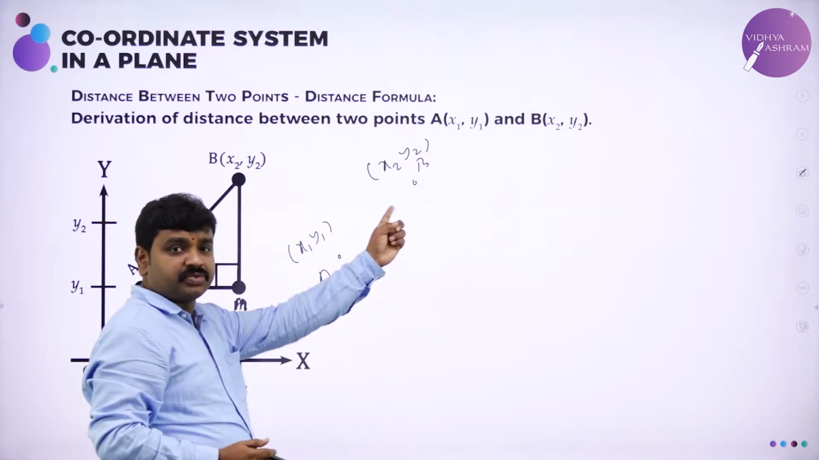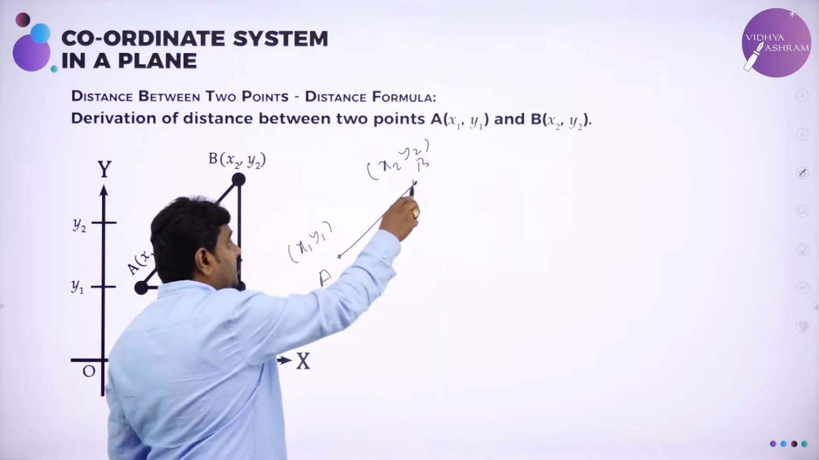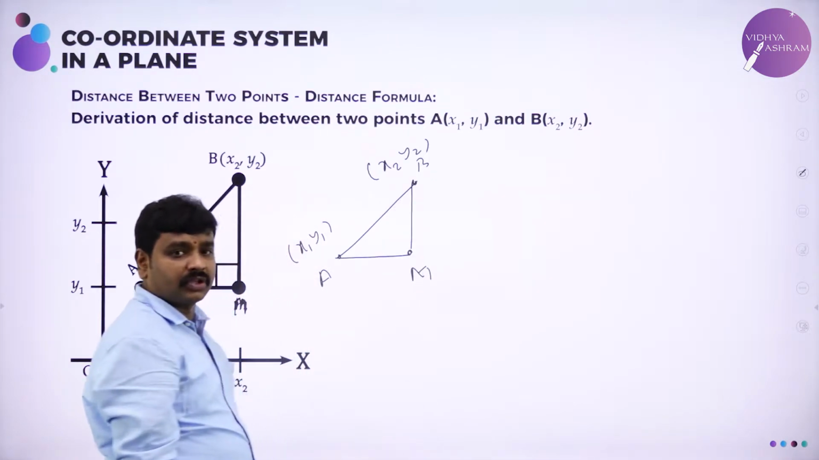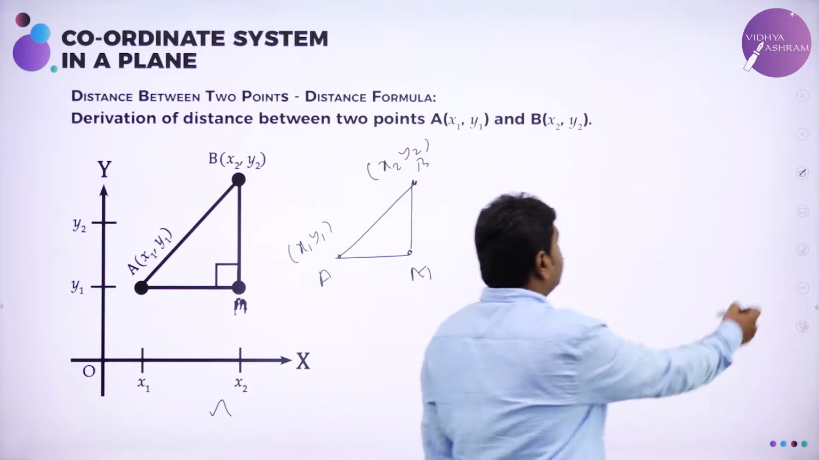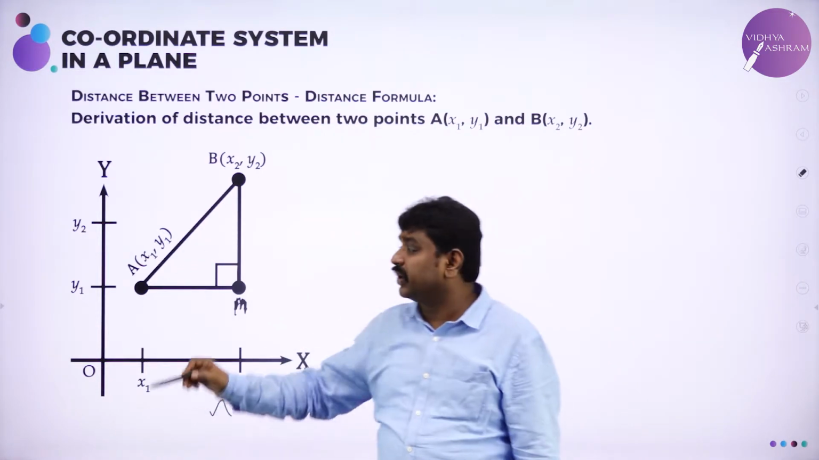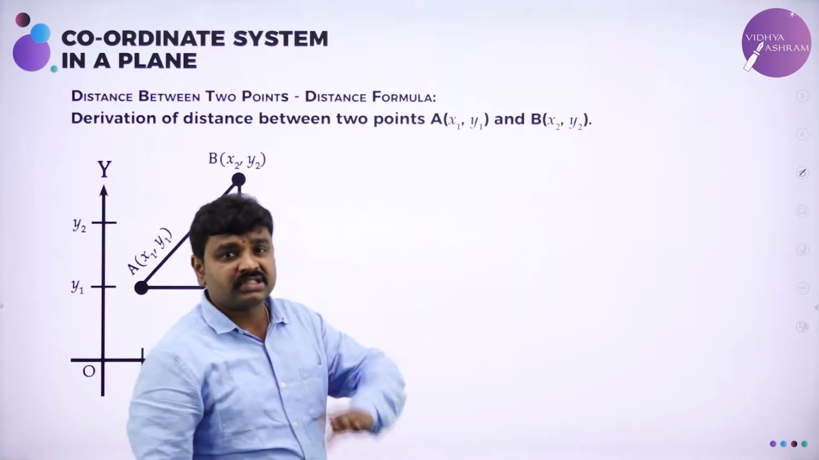And I want to measure distance between these two. So I'll join a line. Then I'll do perpendiculars. Draw AM and BM. AM perpendicular to BM. That's what we have done. So diagram is a must. Our task is to find A to B length, or I need to find distance of A from B. We have to use Pythagoras theorem.